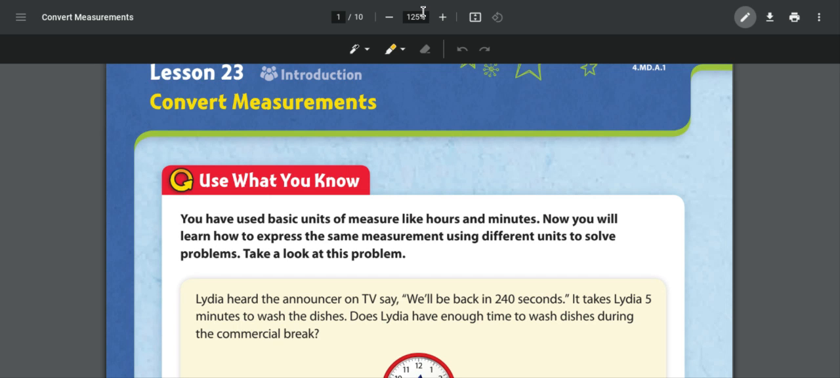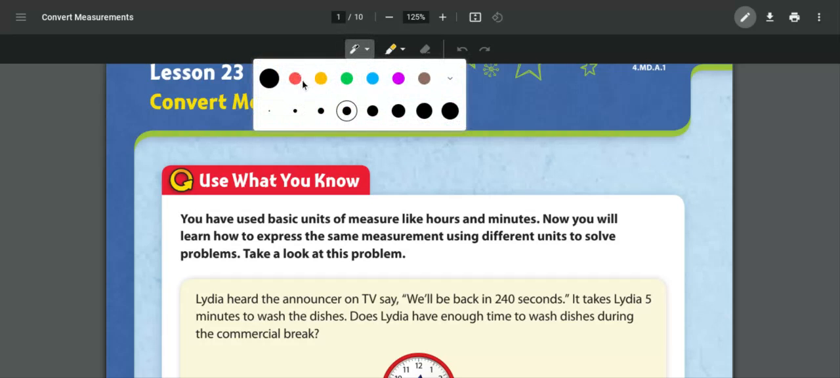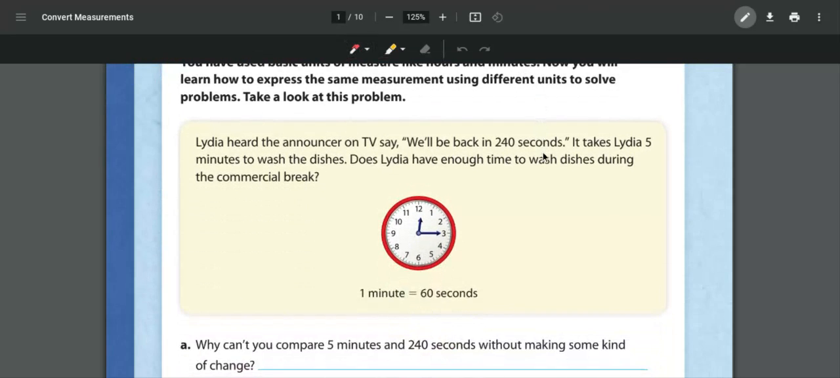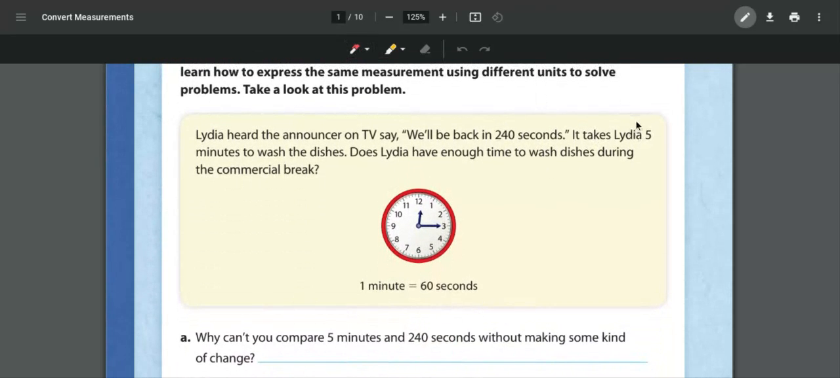All right. Hello. So this is lesson 23. You need to turn to page 240 in your math instruction book. Page 240 in your math instruction book. Okay. So once we get to that, let's go ahead and look at this problem.